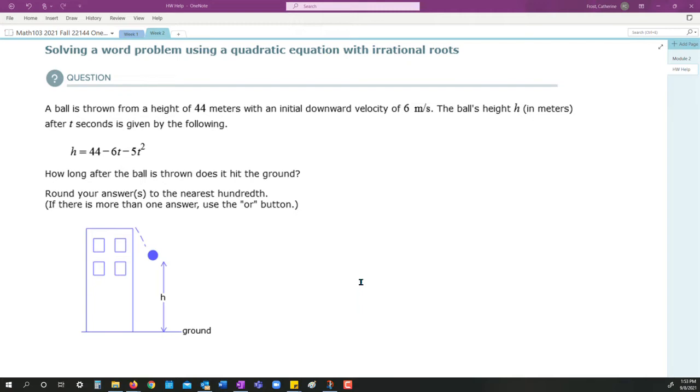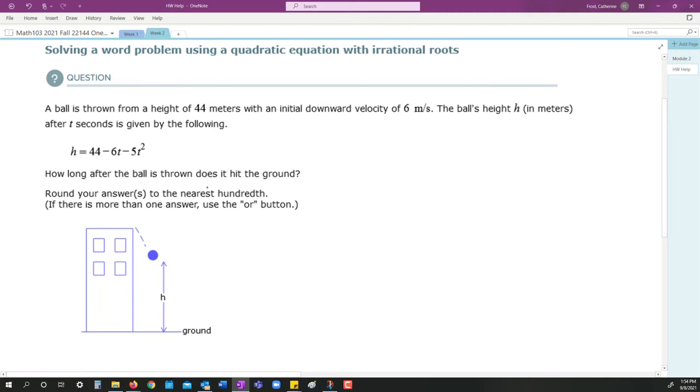It says a ball is thrown from a height of 44 meters with an initial downward velocity of 6 meters per second. The ball's height, h in meters after t seconds, is given by the following: h equals 44 minus 6t minus 5t squared. So this is all you really need to know. This is telling you where the 6 and the 44 come from.